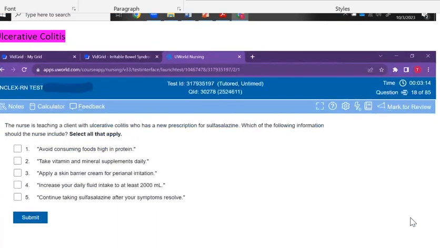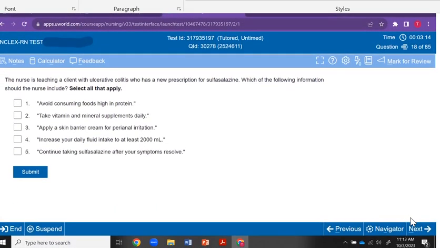Here's another one. This is a common drug that you would see. This is an ulcerative colitis question, and it says a nurse is teaching a client with ulcerative colitis who has a new prescription for sulfasalazine. Now, sulfasalazine is an anti-inflammatory. I think it's kind of a chemo drug. Which of the following information should the nurse include? So what I want you to do is pause and say, we've got ulcerative colitis with a new prescription for sulfasalazine, really for inflammation. And then what are you going to include?